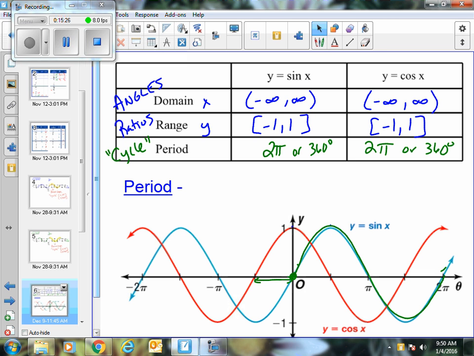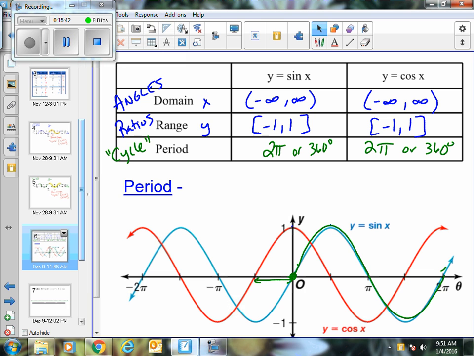So for sine and cosine, kind of basic information, we know what the parent graphs look like now. The domain, the input, anything we want, output -1 to 1, and the cycle or the period, how long does it take to do the parent graph, is 360 or 2 pi. So those are the basic graphs that we're going to be moving around.